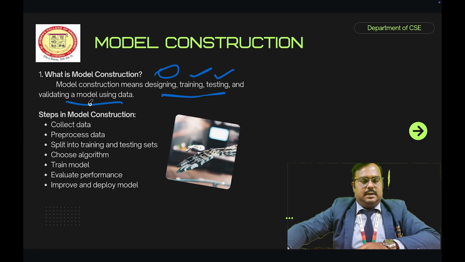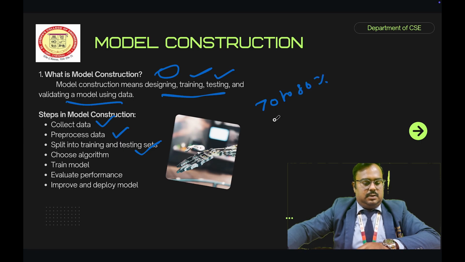So here we will discuss the steps in model construction. First we collect all data. After that we have to pre-process the data. Next, split into training and testing sets. The training set I already discussed. We will discuss that 70 to 80% is the training set, and 20 to 30% is the testing set, right?